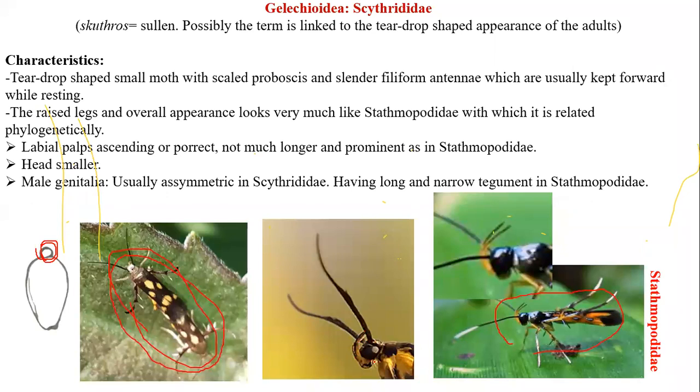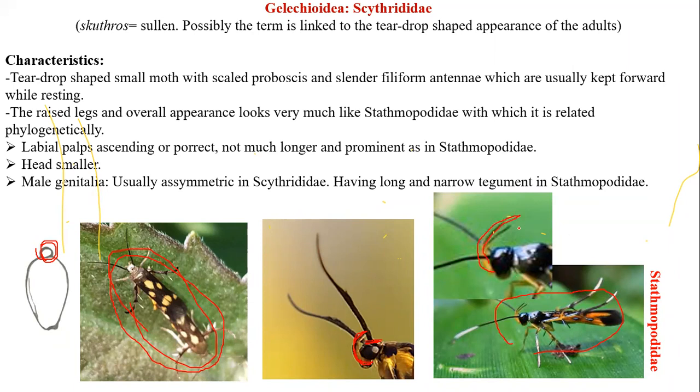You are seeing that in case of Schistodidae, their labial palps hardly exceed the level of their head. You are seeing that this is the level of their head, and this is the limit of their labial palp, which shows that their labial palp hardly exceeds the level of their head. While in case of Stathmopodidae, their labial palps usually are very long and exceed the level of their head.